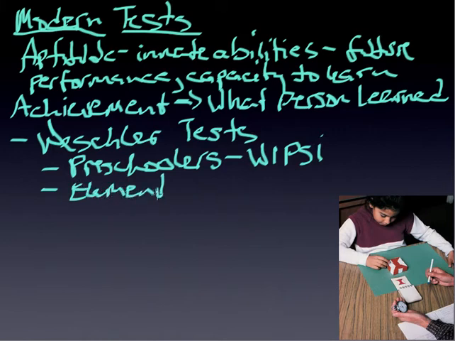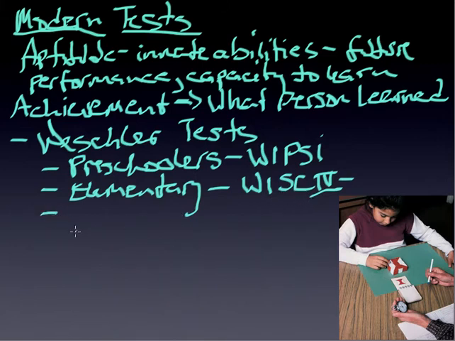The second one is the WISC, which really is for elementary school age kids. This is currently, I believe, in its fourth edition. WISC stands for Wechsler Intelligence Scale for Children. And then we also have one for adults, and that usually starts somewhere around 17 or 18 years of age, and that is referred to as the WAIS, Wechsler Adult Intelligence Scale.